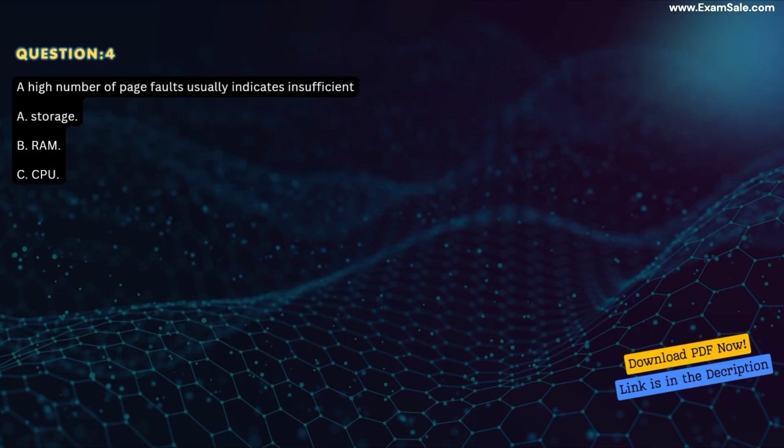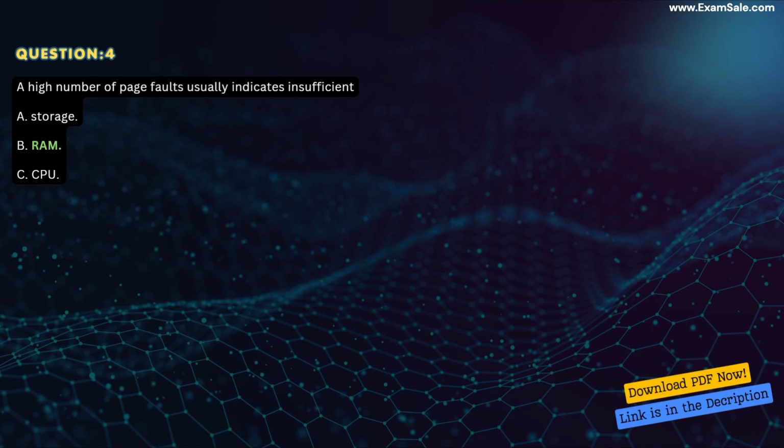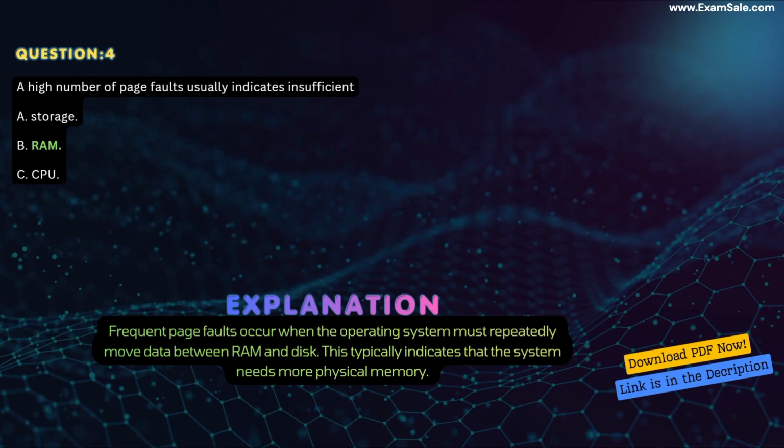Question 4. A high number of page faults usually indicates insufficient: A. Storage. B. RAM. C. CPU. Correct answer: B. RAM. Explanation: Frequent page faults occur when the operating system must repeatedly move data between RAM and disk. This typically indicates that the system needs more physical memory.